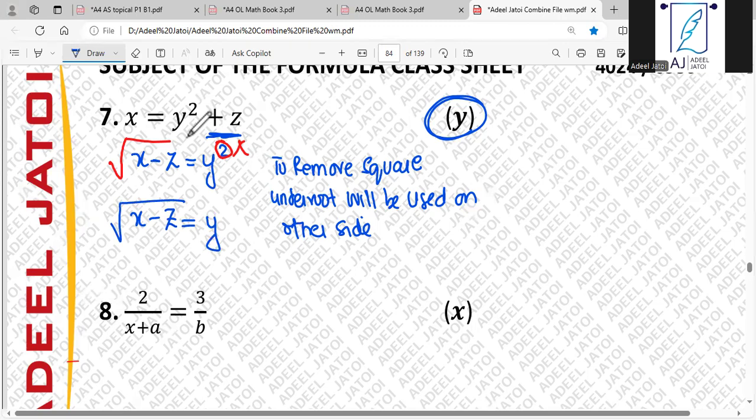So what we're going to do is we're going to write plus minus. Whenever there's a square, what we do is we use under root on the other side to make sure that we have Y the subject here.